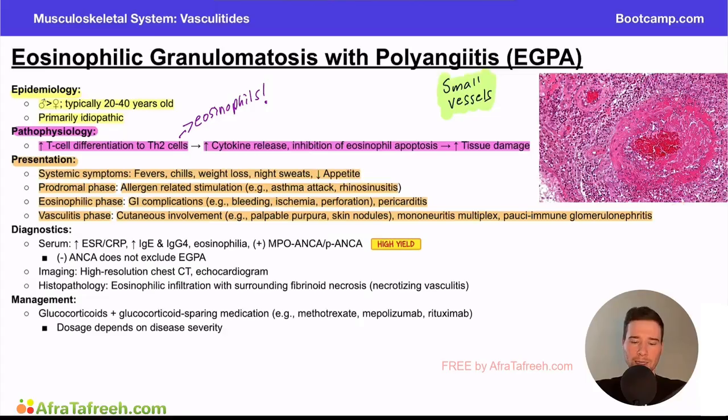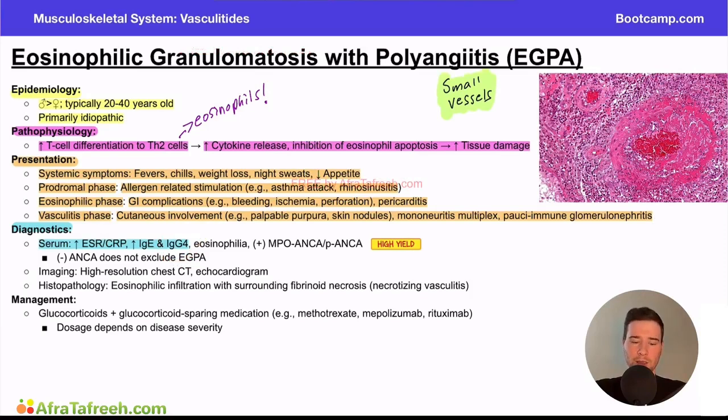Now, if we move on to the diagnostics here, this is an inflammatory condition, so we're going to have elevated ESR and CRP, our inflammatory markers. We're also likely to have elevated IgE and IgG4. They really like you to know this one for test day. IgE should make sense to us, right, because this is an eosinophilic condition, but it's important to note that the IgG4 actually has more of an association with disease severity.